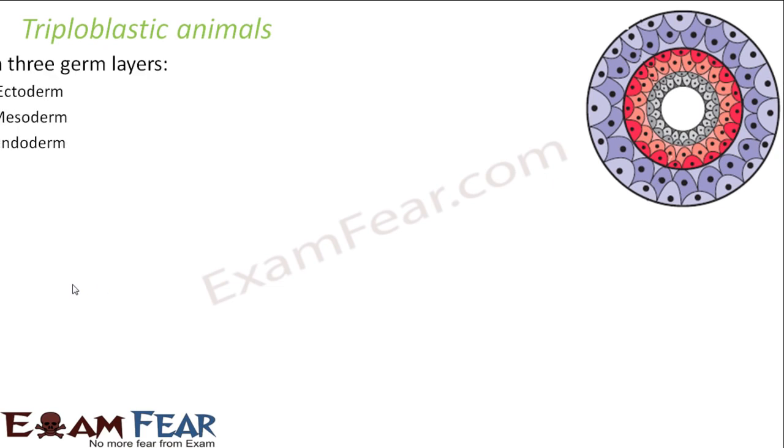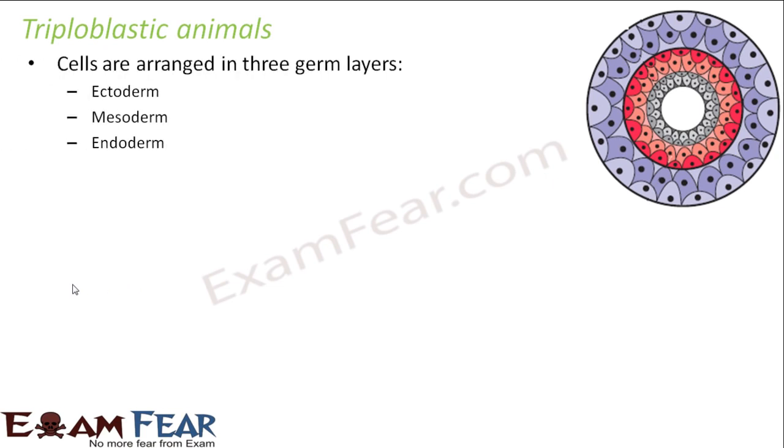Let us look at the triploblastic animals. Here they have three germ layers. The previous germ layers, ectoderm and endoderm, are present, but now we also have a mesoderm. Meso means middle, so mesoderm is present between ectoderm and endoderm. Everything remains the same, this was ecto, this was endo. It is just that the mesoglea is replaced by the mesoderm. The mesoderm also consists of cells because it is a specific germ layer made up of cells. So now you have three layers.